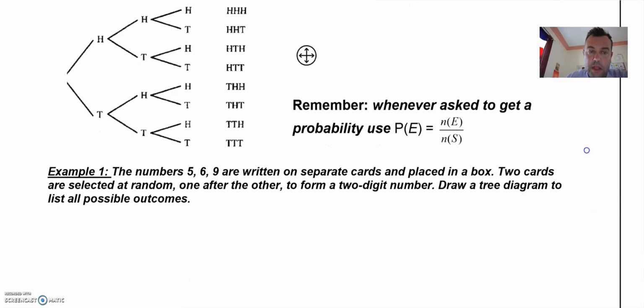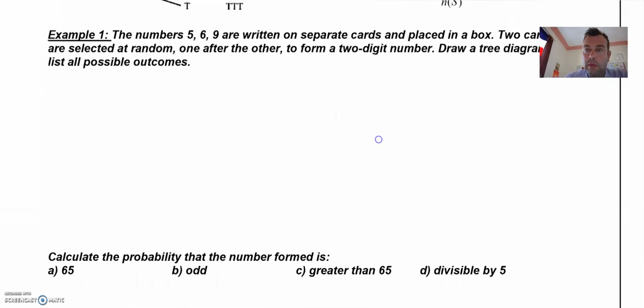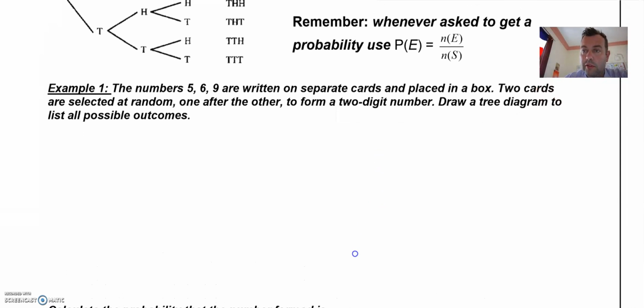Here's an example, slightly different to the coin example. This time I have some numbers on cards, placed into a box, and I take 2 out, one after the other. Importantly, we've got to read these very carefully. I can't choose the same number twice, because once it's been taken out of the box, it's no longer an option. We're going to take 2 out to form a 2-digit number. The order they are placed down is important as well, and that's something we need to think about all the time.